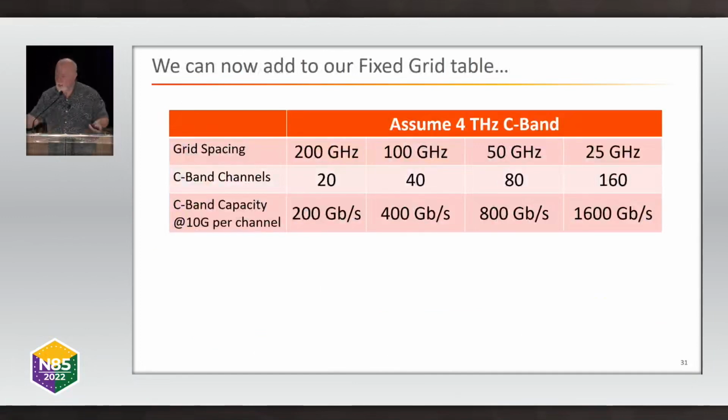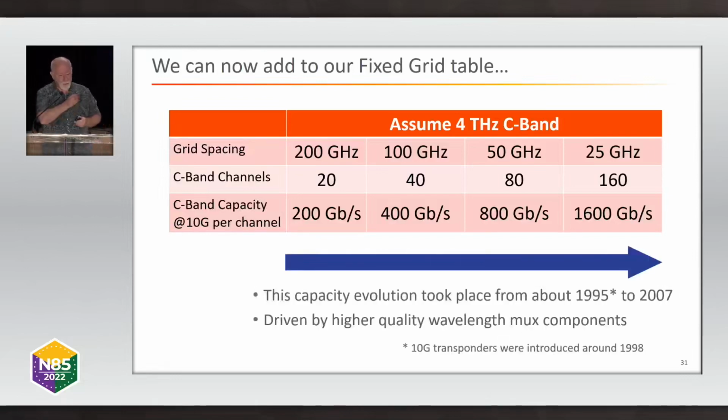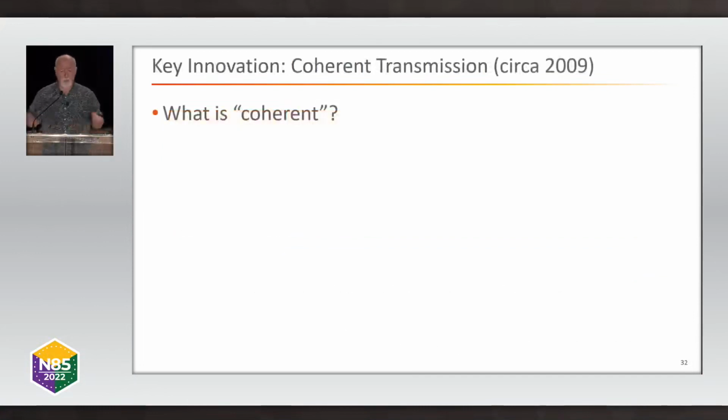So we can add to our fixed grid table with the maximum wavelength data rates we could achieve with direct detect. So 200 gigabits per second in a 20-channel system, scaling up to 1.6 terabits per second in the C band of a 25 gigahertz grid system with 160 channels. So this capacity evolution took place from about 1995, which is when WDM became commercially available, up to about 2007. That was driven by higher quality wavelength multiplexing components. The 10 gig transponders had been available since about 1998, and 10 gigabits remained the wavelength data rate until about 2007. But then what happened is that we suddenly get access to commercial coherent transmission.